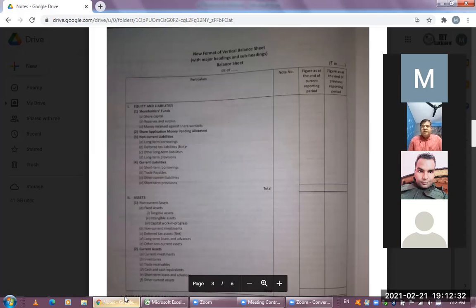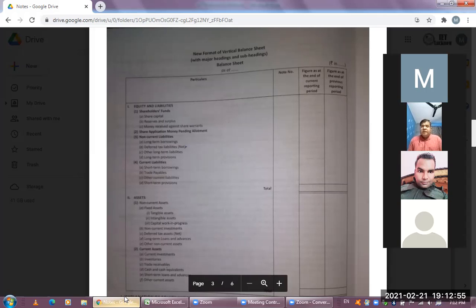But if any Tata enterprise or Tata company is investing in other companies within the group or maybe outside the group, that is a non-current investment, and it will be depicted here. Deferred tax asset. See, there is a term deferred tax liability and deferred tax asset.